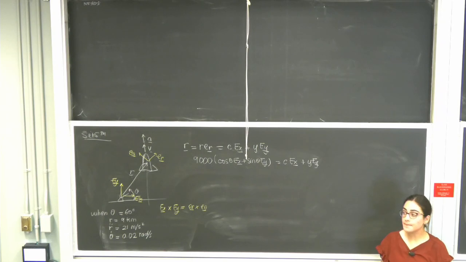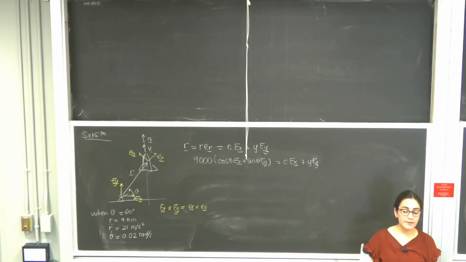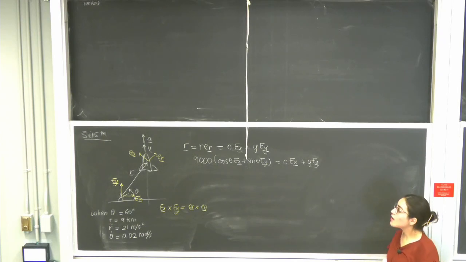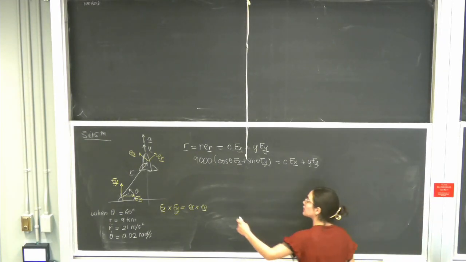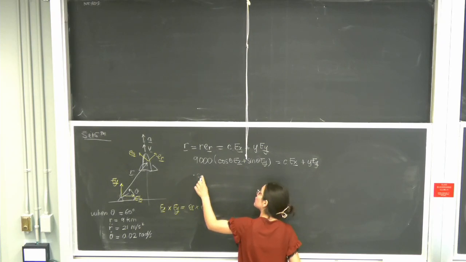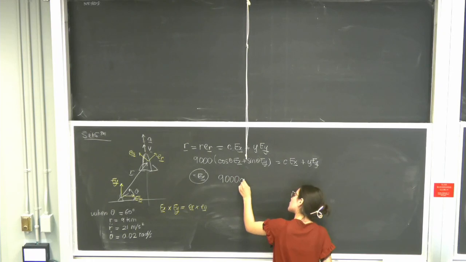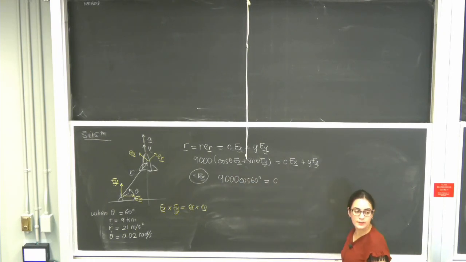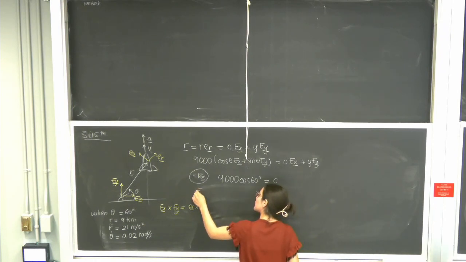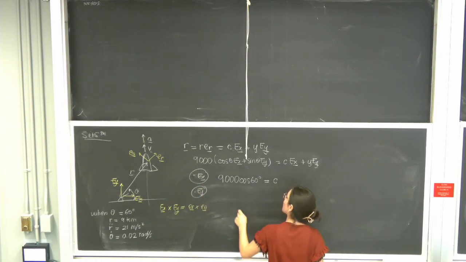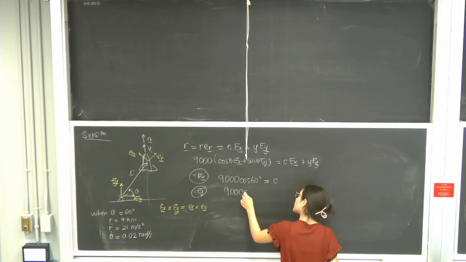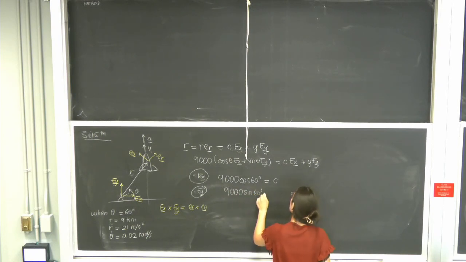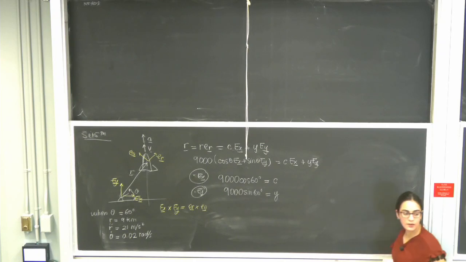What is C? Yes? Exactly. I'll project this equation along ER, dot with EX, and I'll get 9,000 cosine 60 degrees is equal to C. That's my C. And dot EY, I'll get 9,000 sine 60 degrees is equal to what? Any questions?